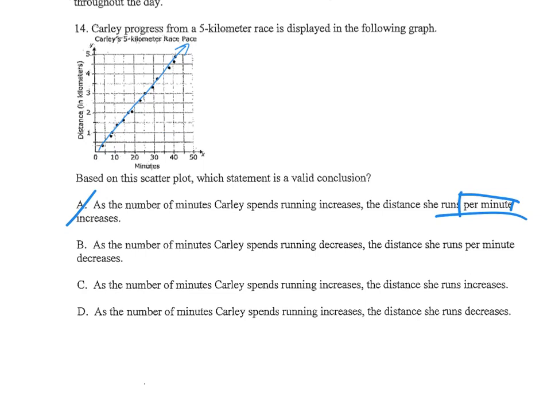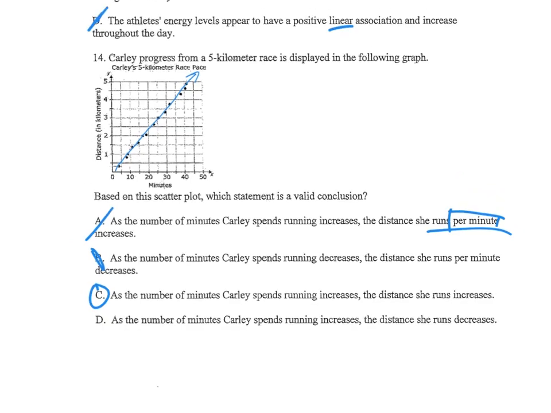B, the number of minutes Carly spends running decreases. The distance she runs per minute decreases. No, that's just dumb. That doesn't even make sense. C, as the number of minutes Carly spends running increases, the distance she runs increases. Well, duh. That's what we said at the beginning, just with no fancy trip-ups like that per minute junk. The answer is definitely going to be C on that one.